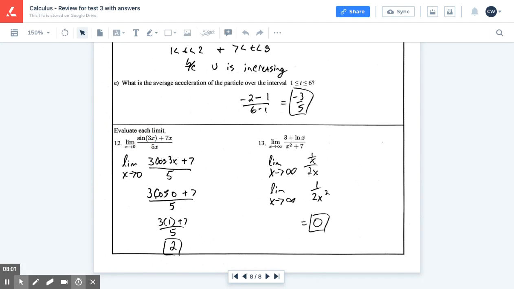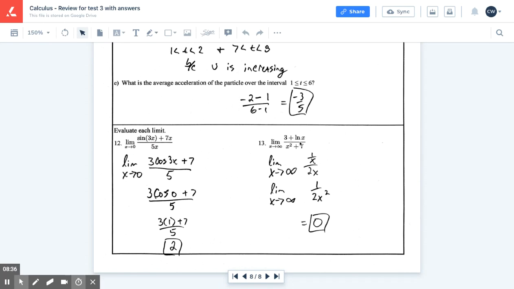So derivative of sine is cosine. Don't forget to take the derivative of the inside, which is 3, so that's why that 3 is there. Derivative of 7x is 7. Derivative of 5x is 5. So then we plug in again. I plug in 0. Cosine of 0 is 1. 1 times 3 gives me 3. And then I have 7 and 5, so I showed you some extra steps there. There's plugging in 0, and cosine of 0 is 1, so 3 times 1 plus 7 gives me 10. 10 divided by 5 gives me a limit of 2. So the limit of this right here is equal to 2.